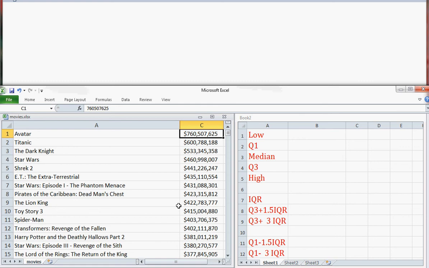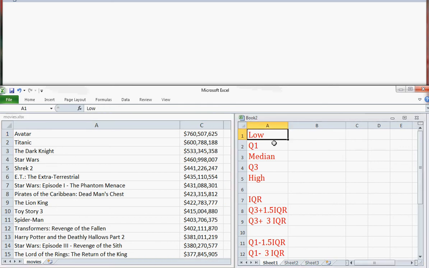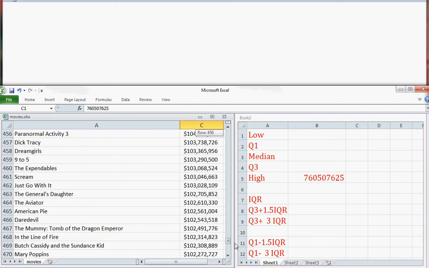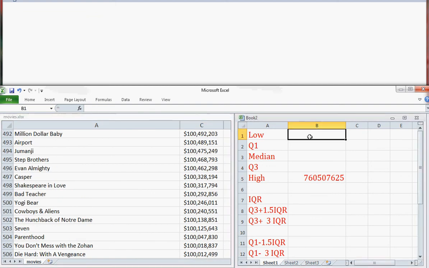To construct the box and whisker plot, we need 5 numbers: the low, the first quartile, the median, the third quartile, and the high. We will also need these other numbers at the bottom, which we will discuss later. The high we see is at Avatar, 760,507,625. The low was at Die Hard with a Vengeance, which was 100,012,499. The next step is to figure out what the median is.